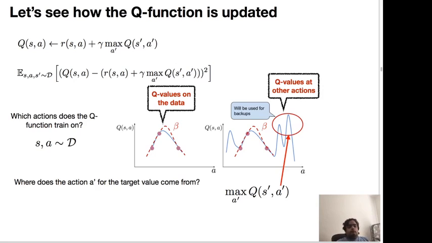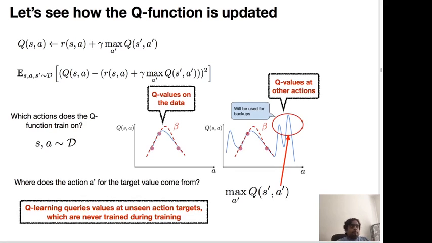What kind of actions or A primes would this maximization procedure select? It would end up selecting actions that precisely are erroneously over-optimistic. So those actions that are marked with a red colored circle there are the actions that will be used for the backup, or for training the Q function.